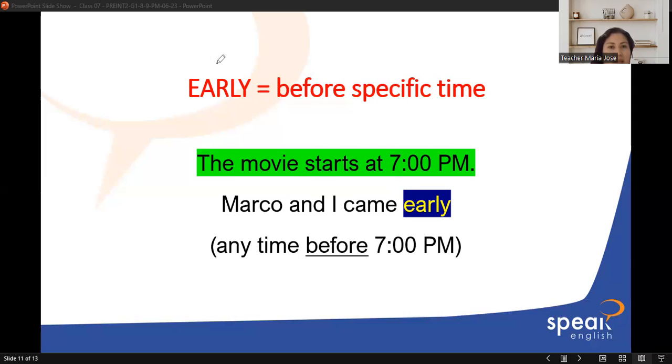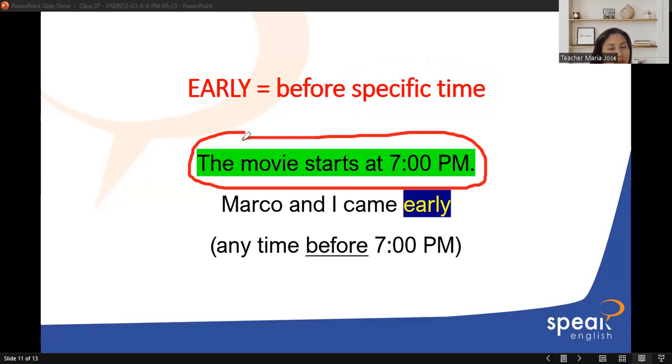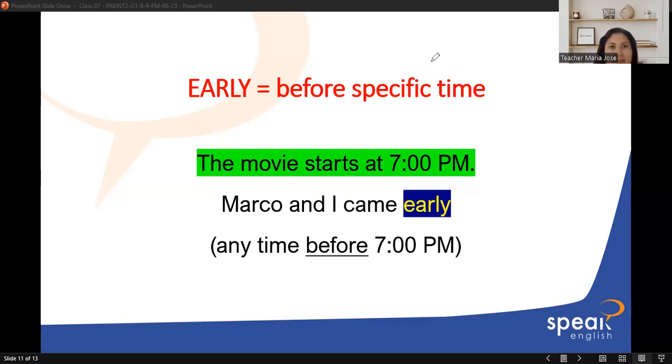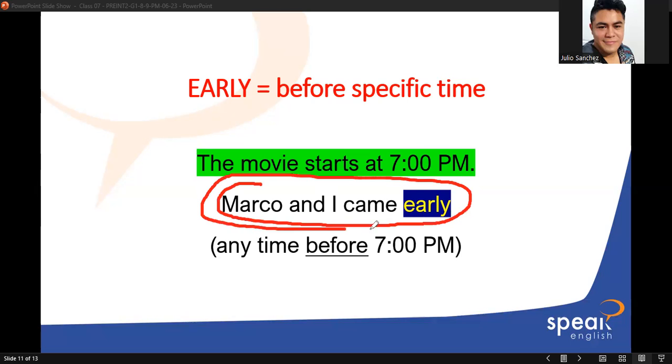Okay, in this part, now we have the opposite. Not late, early. Early means before one specific time. So this is the situation. Can you help me reading, Abigail? The movie starts at 7 o'clock p.m. Okay. So this is the situation again. So what happens then, Julia? Marco and I came early.